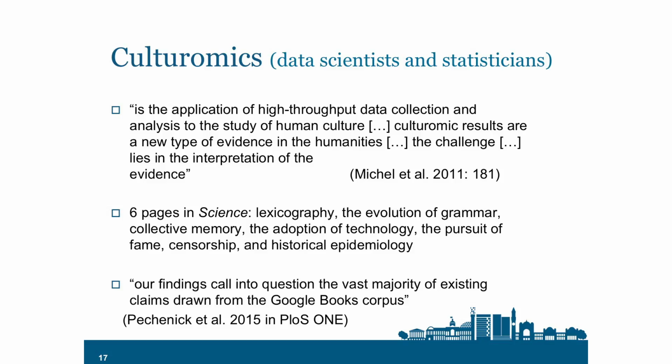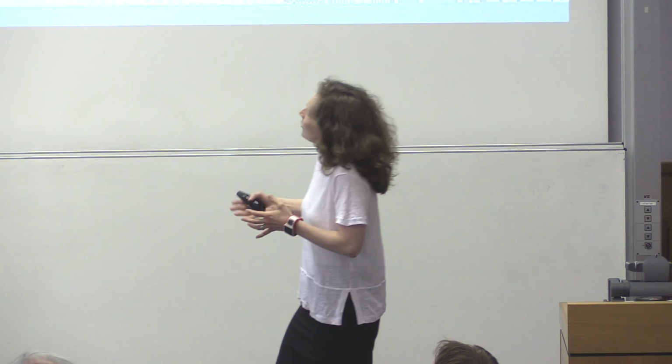Then this goes for a while, and then in 2015 some other people, again no linguists in that kind of sense, but this time mathematicians, publish an article in PLOS ONE and say, our findings call into question the vast majority of existing claims drawn from the Google Books corpus. And that is referring exactly to this paper. And I just thought, I could have told you so. I mean, just ask the linguists. That's stuff that we've been dealing with forever, and we can't just solve all those problems by looking at Google Ngrams.